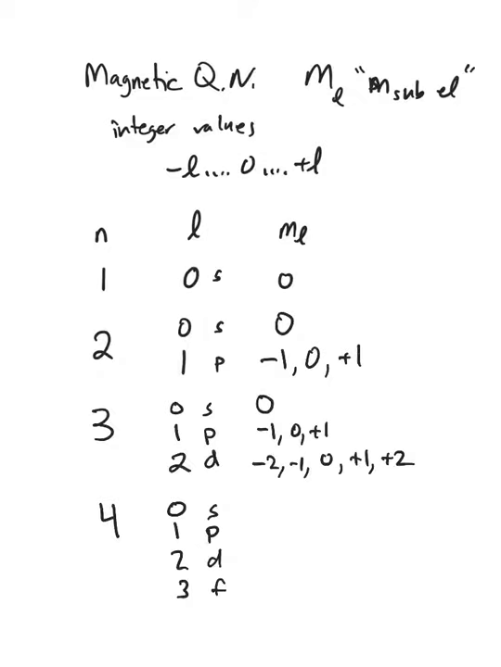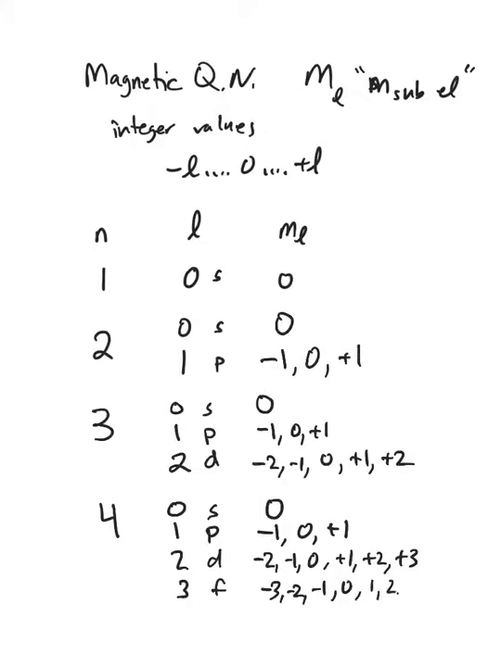If L equals 0, if it's an s orbital, there's only that single s orbital available. There's only one value for m sub L. For P, -1, 0, +1, because we're going from -L to +L. If L is equal to 2, -2, -1, 0, +1, +2 are the possible values for m sub L. If L is equal to 3, now we're up to an f orbital. -3, -2, -1, 0, 1, 2, and 3 are the possible values for m sub L.